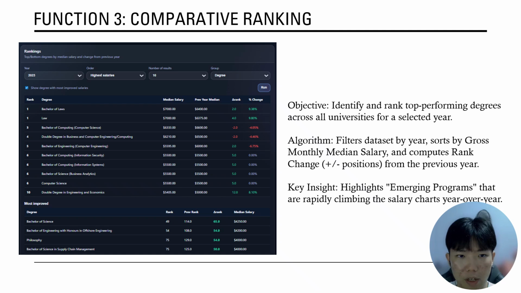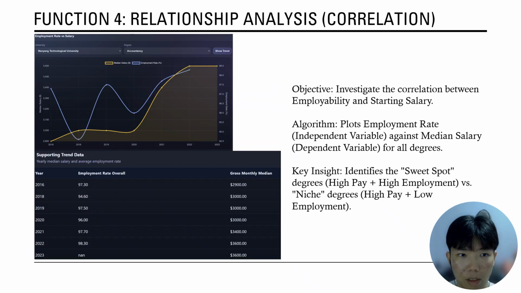We also calculate the rank change by comparing with the previous year, allowing users to spot emerging programs that are quickly rising in salary competitiveness. Overall, this function provides a fast way to compare degrees between universities and understand how the performance shifts over time. Next is function 4, relationship analysis.